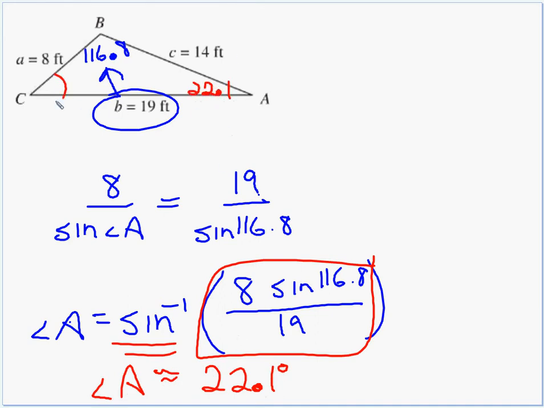Now to get angle C, we could do law of cosines, we could do law of sines again, or we could just subtract from 180. 180 minus the two angles that we already got, angle C is 41.1 degrees. And there we solved the side-side-side case of a triangle. Again, when it's side-side-side, there is never the possibility of a second triangle.